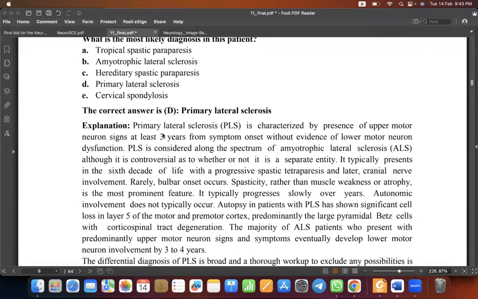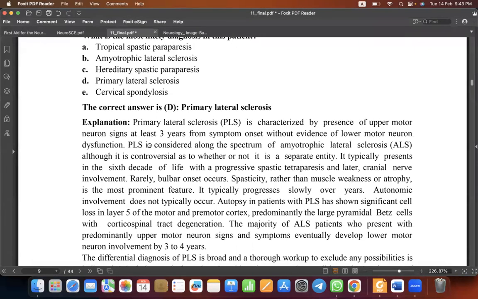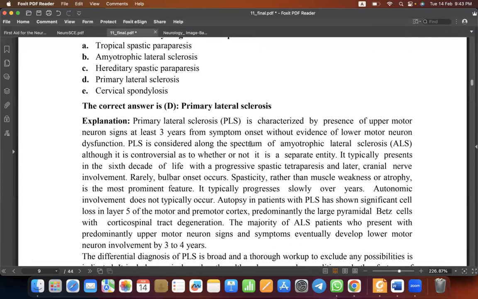Okay, so primary lateral sclerosis is characterized by the presence of upper motor neuron signs at least 3 years from symptom onset, without evidence of lower motor dysfunction. PLS is considered to be a spectrum of amyotrophic lateral sclerosis, though it is controversial whether or not it's a separate entity. First important thing: it is typically present in the 6th decade. There will be progressive spastic tetraparesis. There will be cranial nerve involvement as well. Rarely there is bulbar onset. Bulbar onset is more frequent in amyotrophic lateral sclerosis or progressive bulbar palsy. Progressive bulbar palsy always has the worst prognosis.